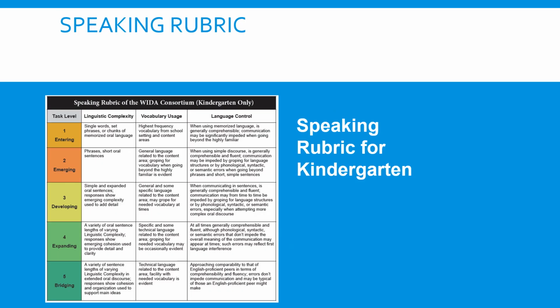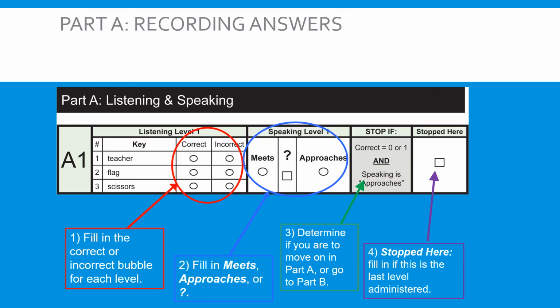Here's an image of the speaking rubric for kindergarten. You will want to obtain this document and read through it carefully before scoring the speaking. When marking answers in Part A, you will need to fill in the correct or incorrect bubble for each level. You will need to fill in meets, approaches, or question mark. And then you will need to determine if you are moving on in Part A or if you go to Part B. Finally, you would mark whether or not you stopped here if this is the last level administered.